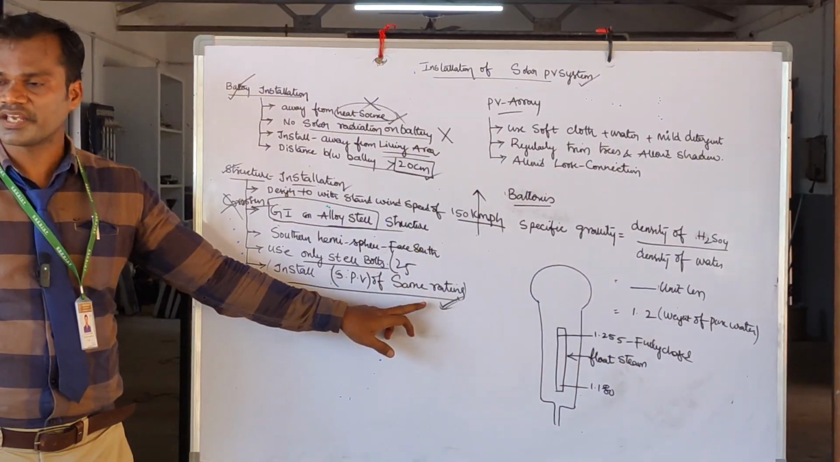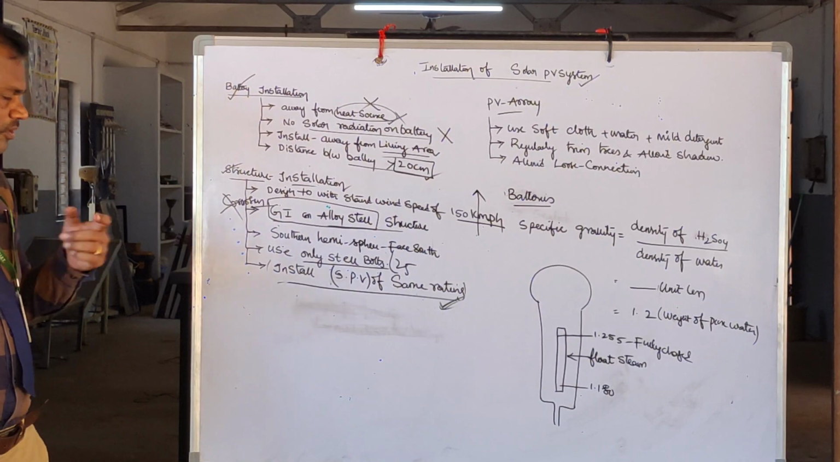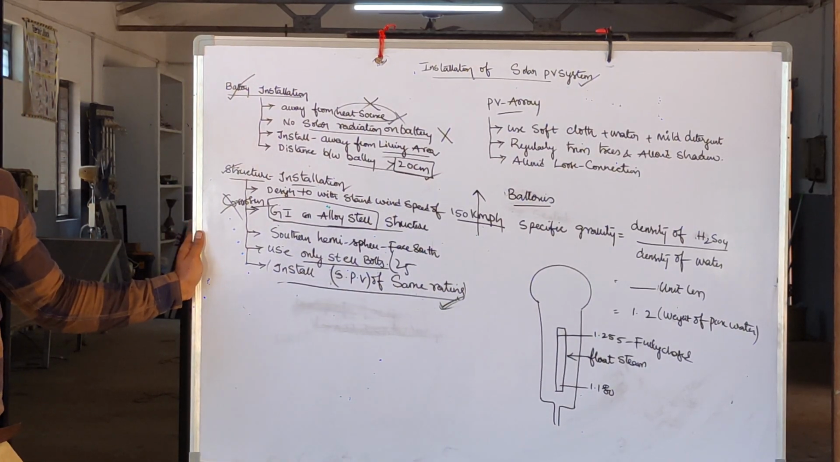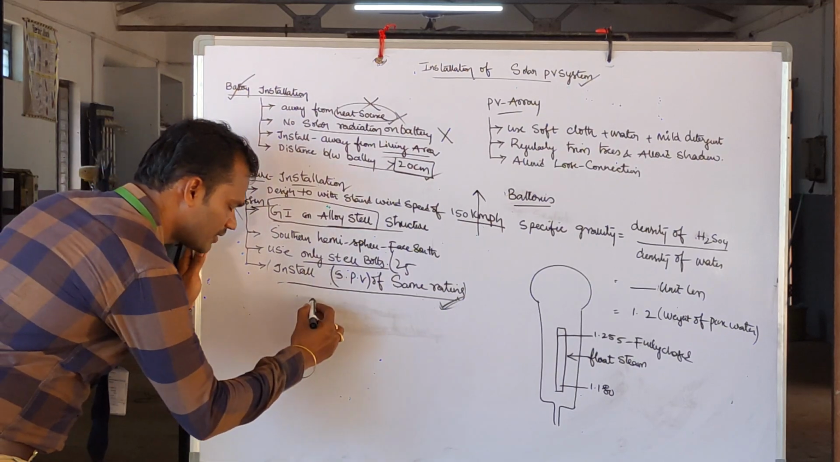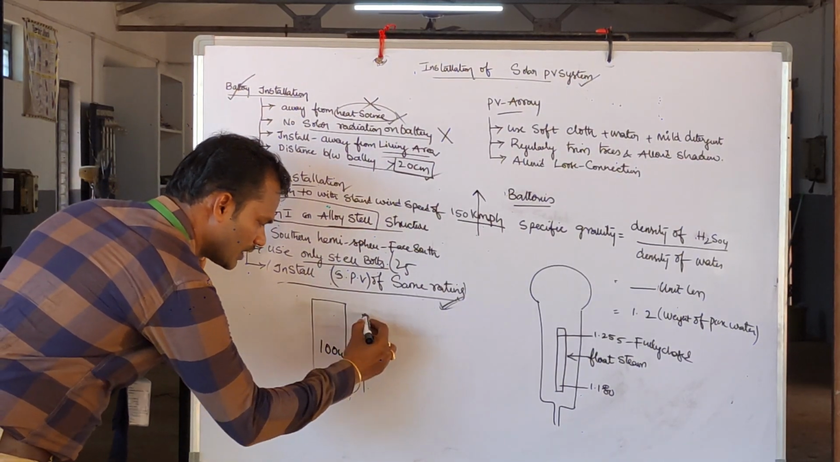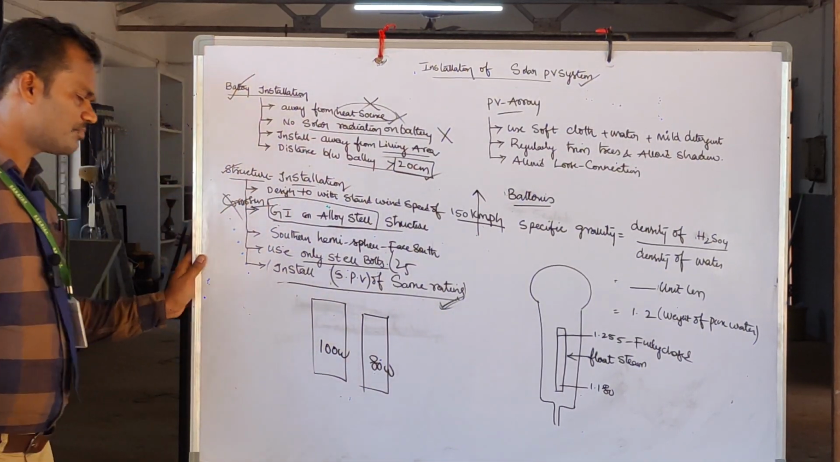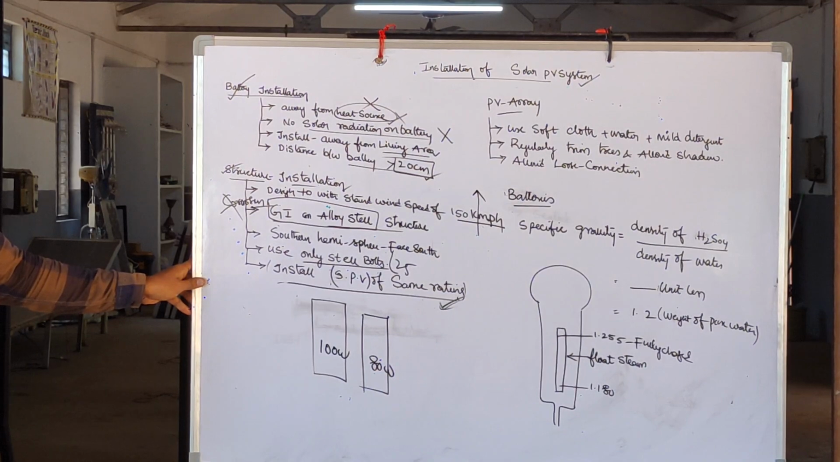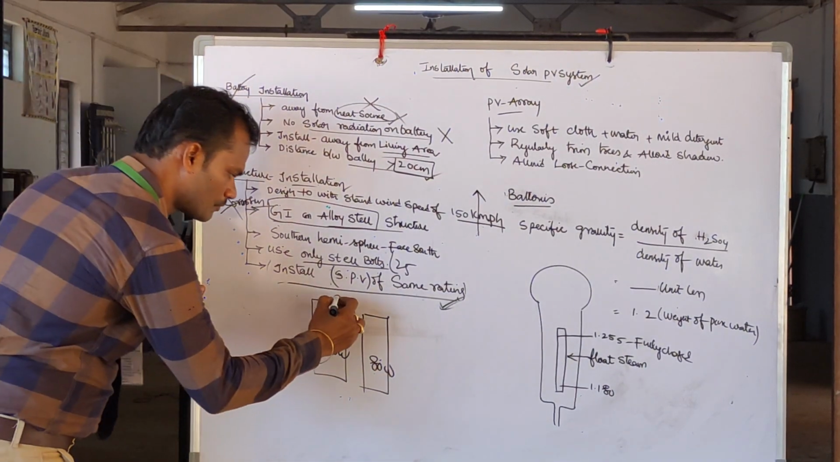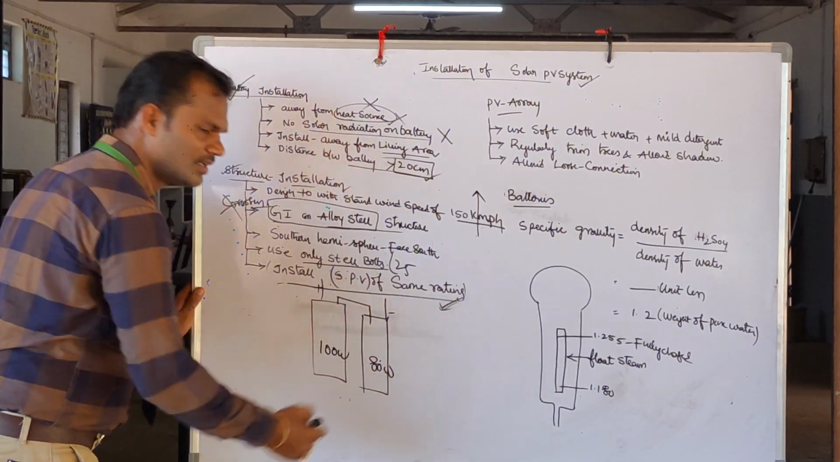Panels of same rating should be selected. Okay, already you know the problem. If you select solar panels of different rating, for example, you selected one 100-watt panel and you selected one 80-watt panel. So for example, you are going to connect them in series connection. When you connect them in series, resultant is one positive and one negative.